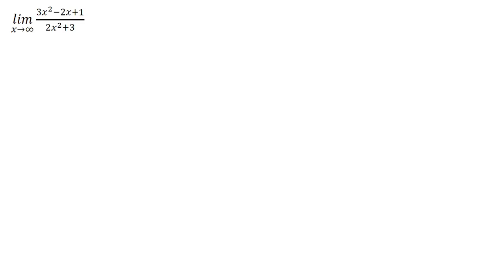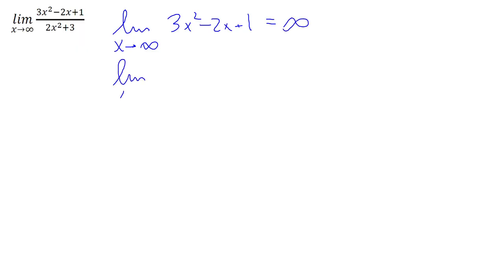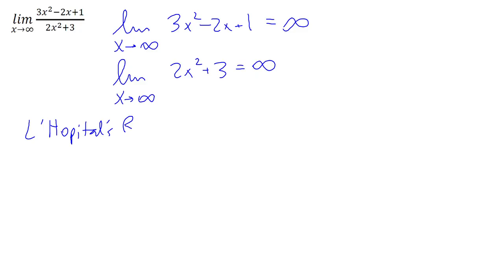All right, here's another one that's going towards infinity. So we should note that the limit as x approaches infinity of 3x squared minus 2x plus 1 is infinity, and that the limit as x approaches infinity of 2x squared plus 3 is equal to infinity. And therefore, we can use L'Hopital's rule to make this a limit as x approaches infinity of the derivative of 3x squared minus 2x plus 1, which will be 6x minus 2, over the derivative of 2x squared plus 3, which is just 4x.